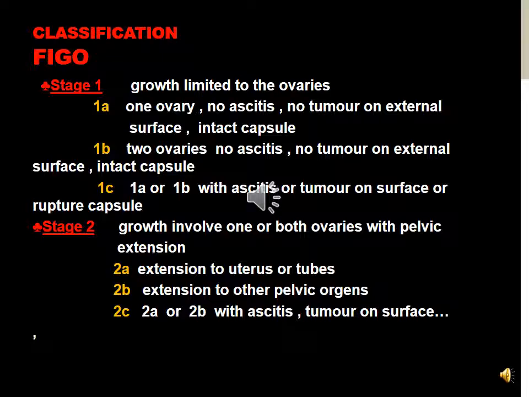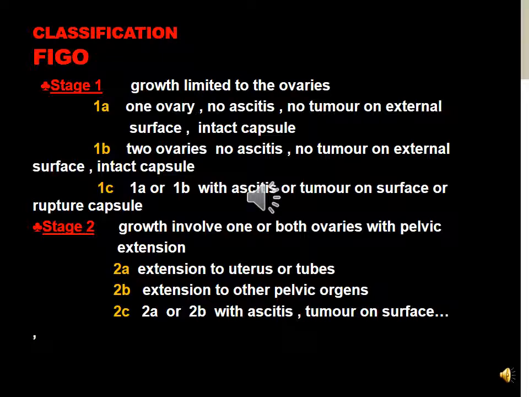Stage 1 can be divided into stage 1A, B, and C. Stage 1A, if one ovary is involved. Stage 1B, if the two ovaries are involved. In both A and B, there is no ascites, there are no tumors on the external surface, and the capsule is intact. While in C, either one ovary or two ovaries are involved with ascites or tumor on the surface, or there is a rupture of the capsule.